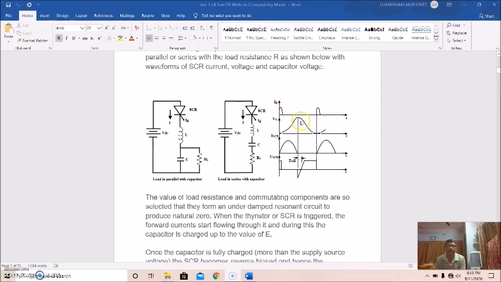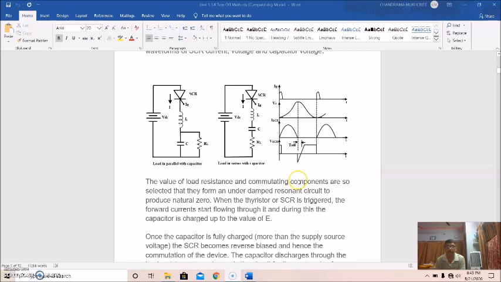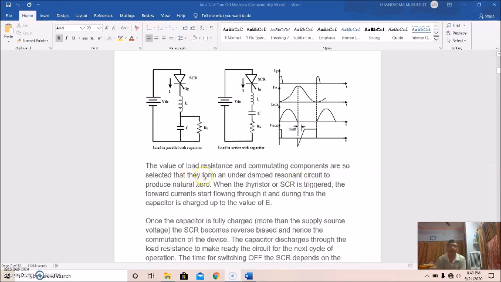Here we are seeing the voltage waveform, the capacitor voltage waveform. This is the gate current. This is the thyristor current. And this is the thyristor voltage, and this is the time of zero, because this reverse voltage is required to make the thyristor current zero. So this time is called the turn-off time. The values of the load resistance and the commutating components are selected in such a way that they form an underdamped resonance circuit, to produce a natural zero.